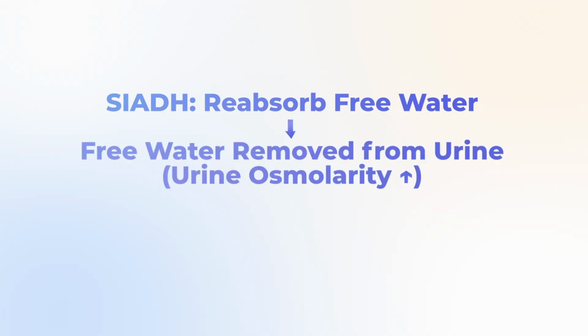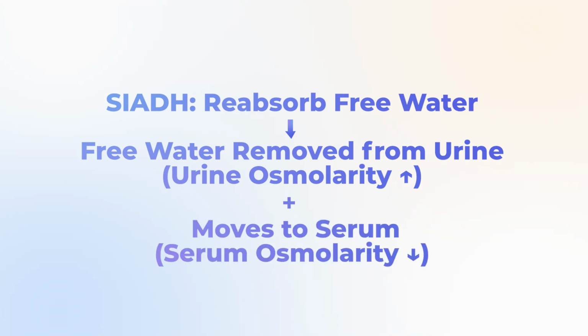So if you have inappropriately high ADH, you're going to absorb more free water, which is going to take that water out of the urine, which is going to make it more concentrated, giving it a higher osmolarity, and you're going to push it into the serum, which is going to make it more dilute and therefore decrease the osmolarity.